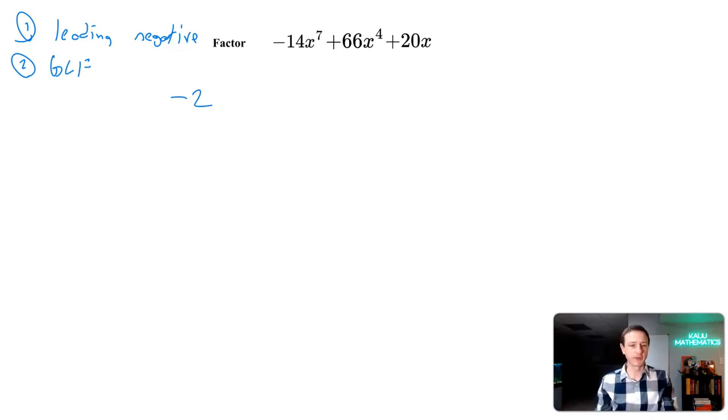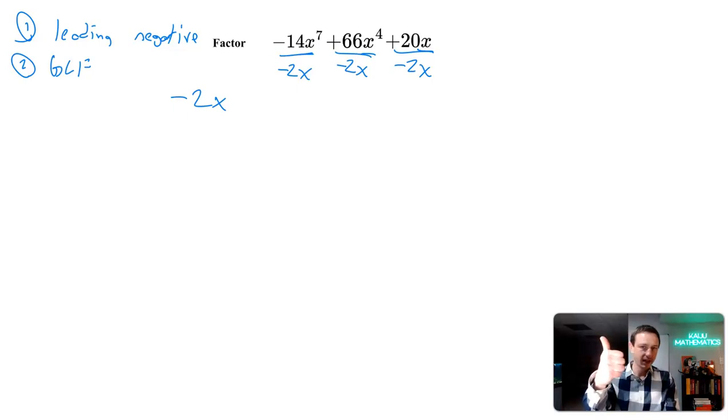What else could I take out, though? I have x to the 7th, x to the 4th, and x. Since they all have at least one x, I need to take out an x. So I'm going to divide all three of these terms by negative 2x because I'm taking out the leading negative. I'm taking out 2 because they're all even numbers. 2 goes into all three of those numbers. And then I'm taking out x on top of that because I have an x in all three terms. So let's go ahead and do that.